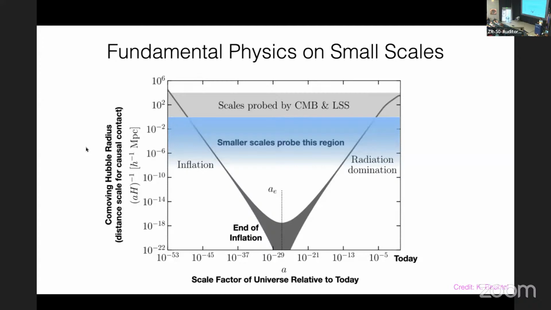So this is a plot of the comoving size of the Hubble horizon as a function of scale factor, which is decreasing during inflation and then increasing afterwards. And the point is that on progressively smaller scales, we probe modes, density fluctuations, that exit the horizon later during inflation and re-enter the horizon earlier after inflation ends. And this gives us unique access to physics at those scales.